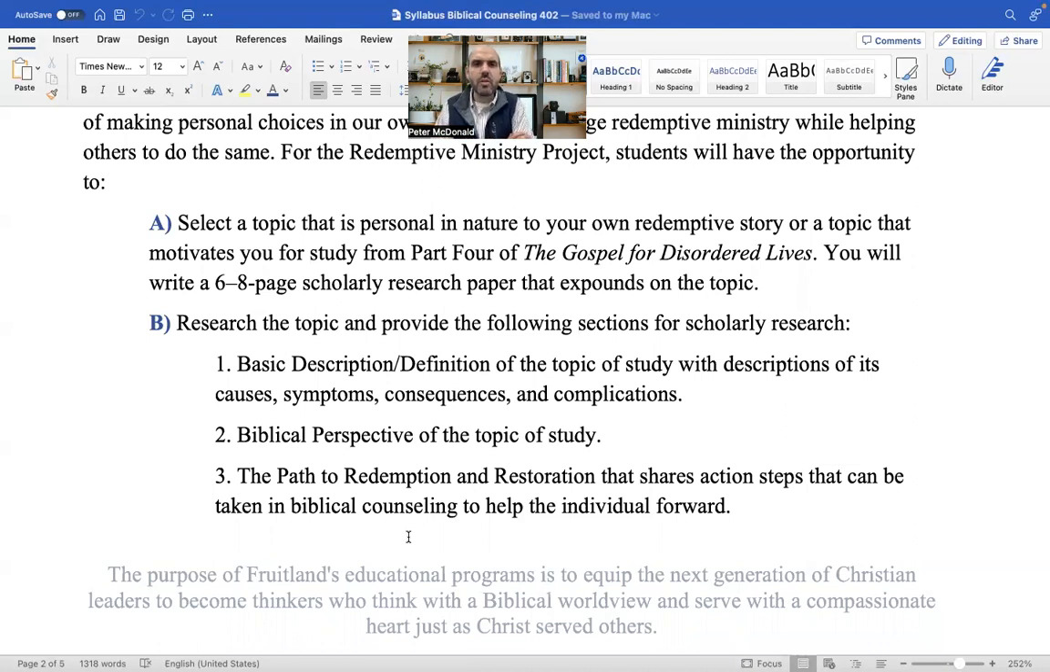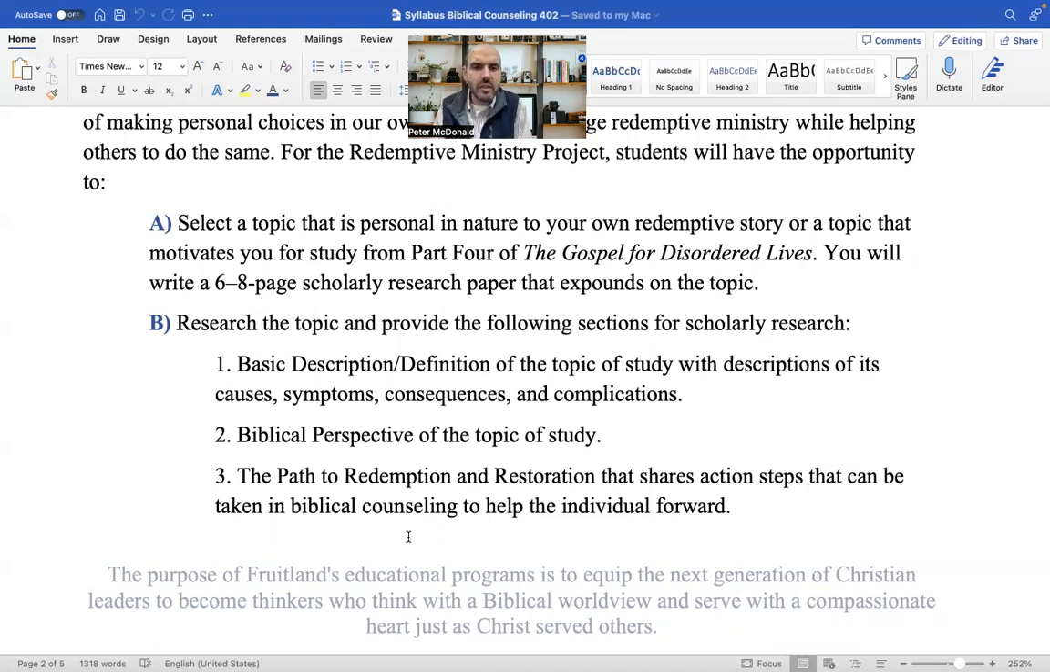More than just a research paper, this is going to be reflective. This is going to be a part of your story, part of your testimony. This is going to be also utilized to help others in ministry who may go through a similar scenario. So here's the basics of this research project.